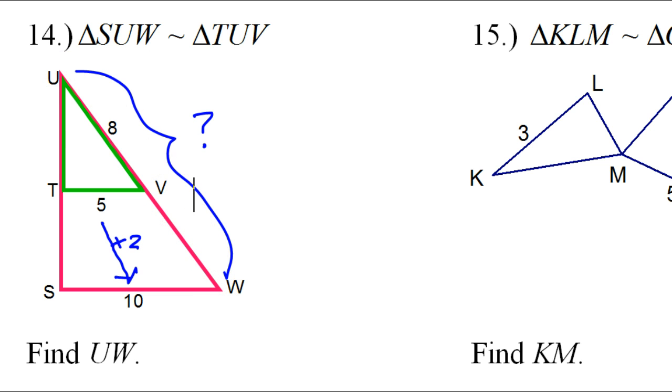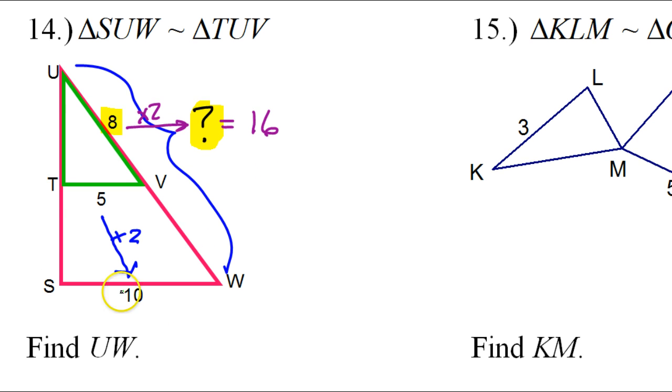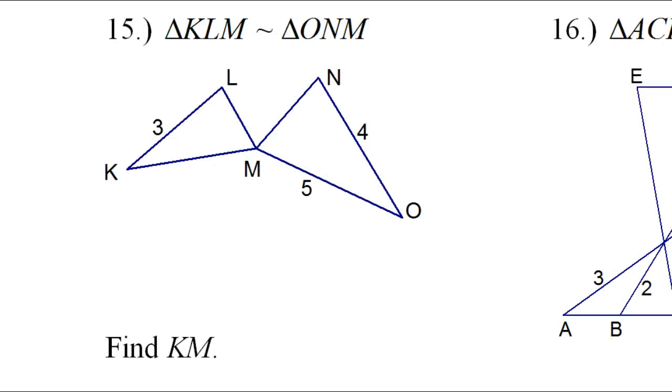Here's the scale factor. So if you look for what's going to be corresponding with this large side of the pink triangle, well, that's going to be the 8. Alright, the 8 and the question mark here are corresponding sides. So once again, if we know that it's going to be the same scale factor, then if it was doubling before, it's going to be doubling now. So with that in mind, this must be 16. Okay, so there you go. UW must be 16. Alright, that was pretty easy.